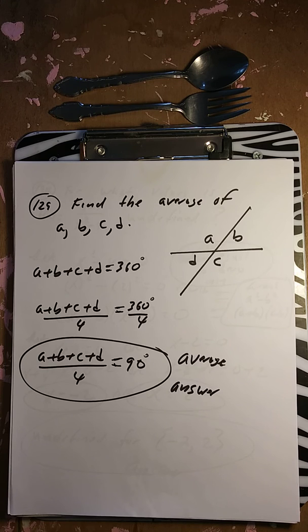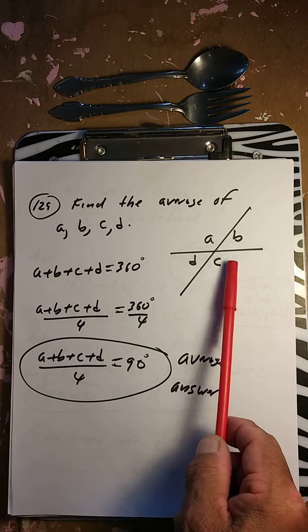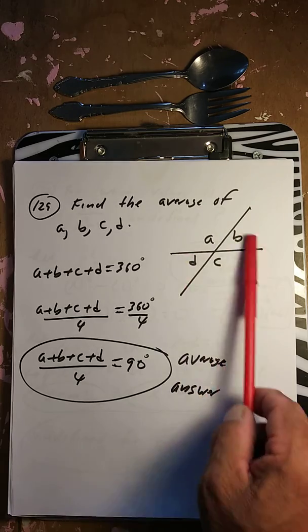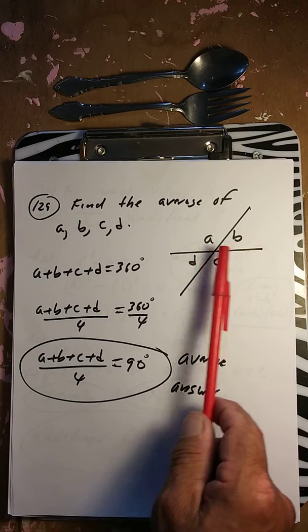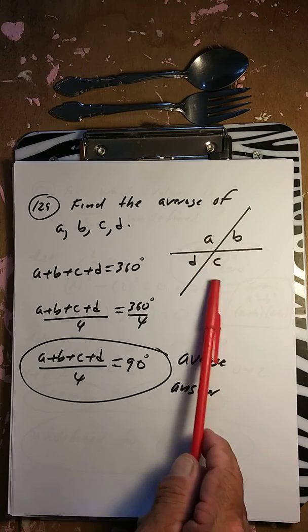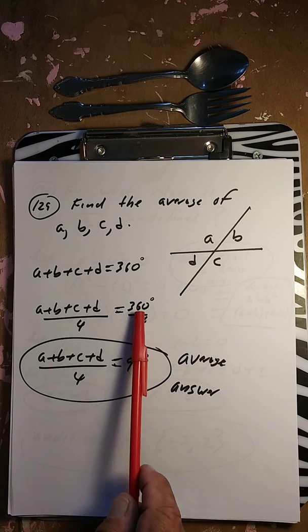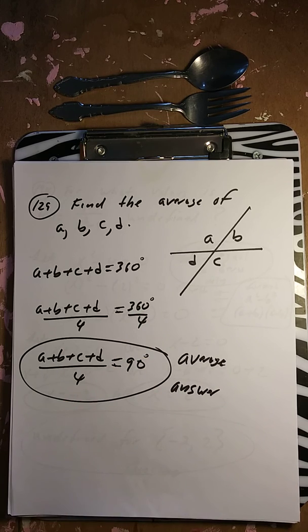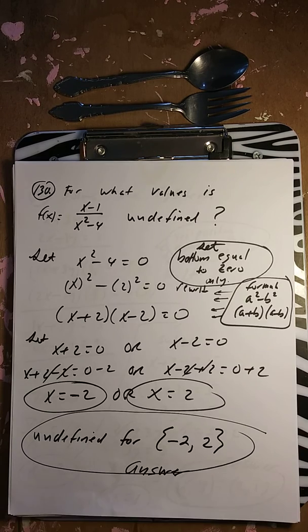Find the average of A, B, C, and D. All right, so there are 2 lines right here crossing each other. And what do we know about this? This is 180, and this is 180. All of it is 360 from geometry. So now we know that A plus B plus C plus D is 360. But the average means how many? 4 letters. So divide by 4. A plus B plus C plus D divided by 4 is 90. So the average is going to be 90 degrees.